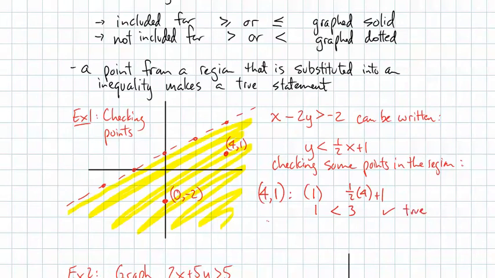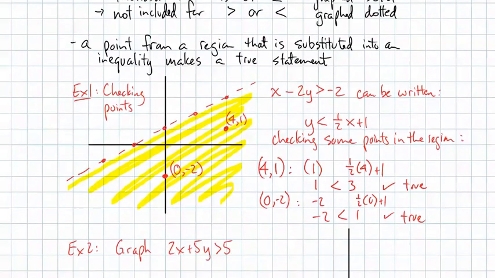If I substitute (0, -2), similarly, I would get -2, and I would get half of 0 and 1, so I compare -2 with 1, and -2 is less than. So again, it's true. These points are in the region, so they satisfy the inequality. That's an important tool that we're going to use in a bit.